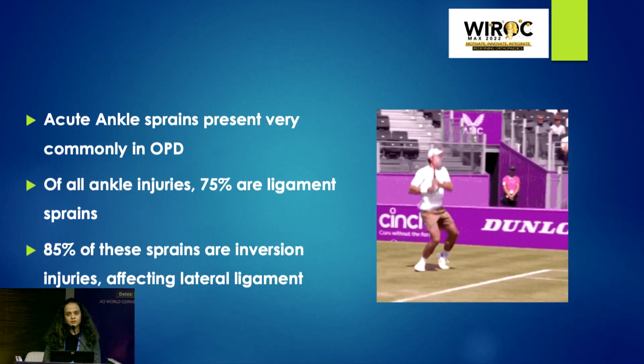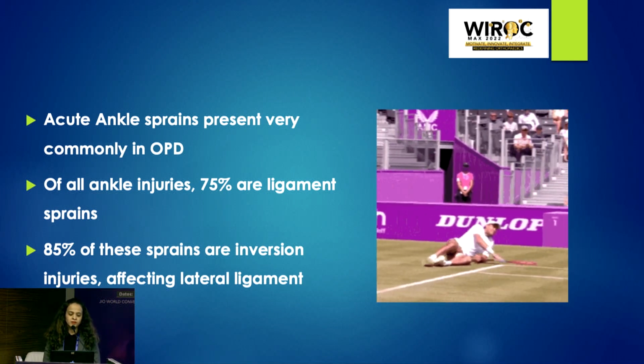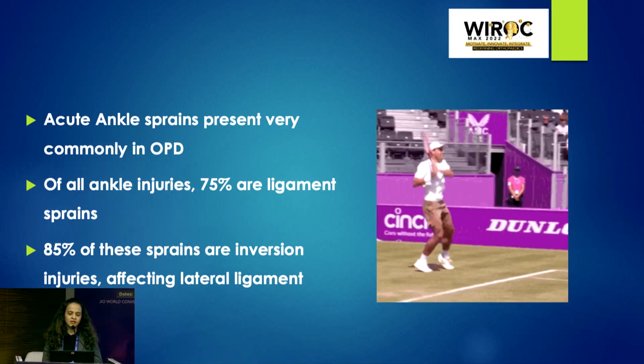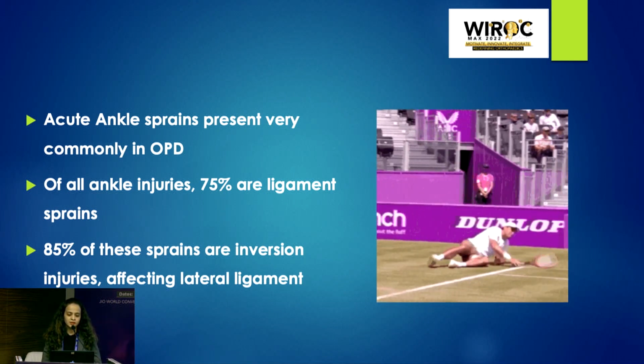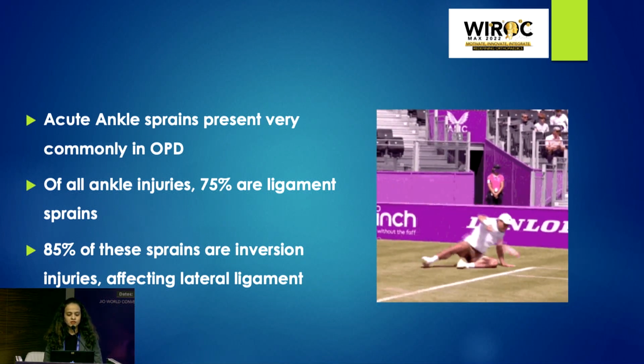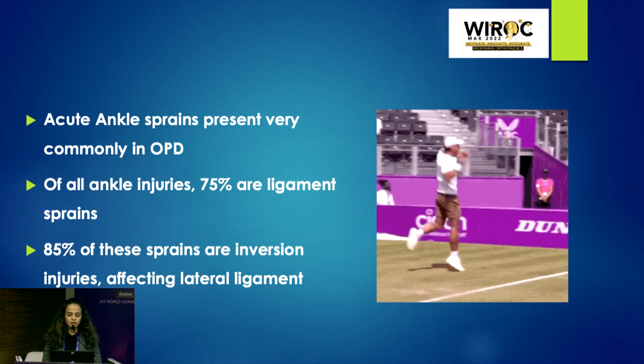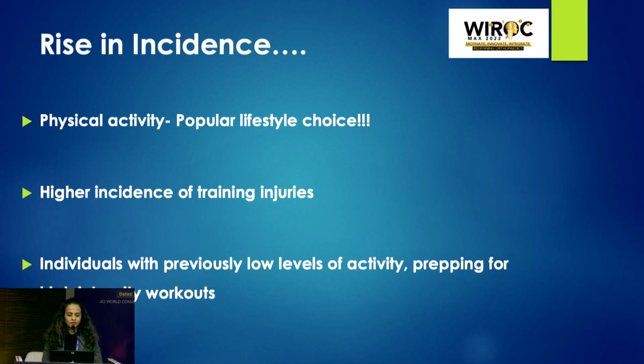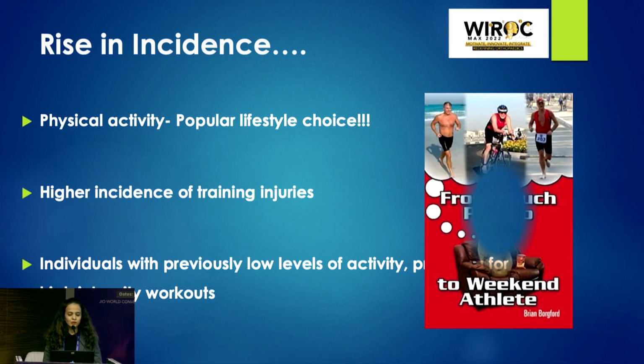So acute ankle sprains present very commonly in all our OPDs. Of all the injuries around the ankle, 75% are ligament sprains. 85% of these sprains are inversion injuries, which affect the lateral ankle ligament complex. Of late, there has been a rise in incidence in these injuries as physical activity has become a popular lifestyle choice, and individuals with previously low level of activities are now prepping up for high-intensity workouts, probably popularizing the weekend athletes.